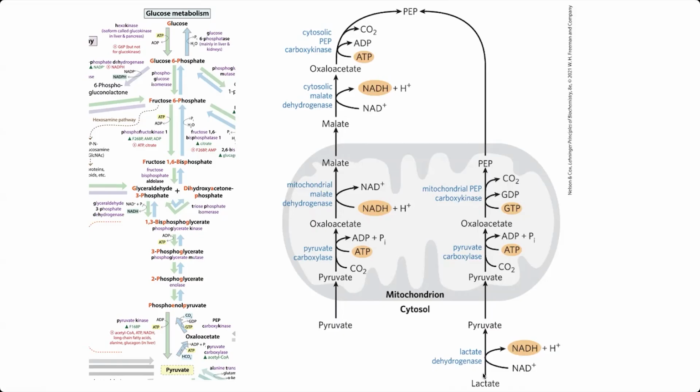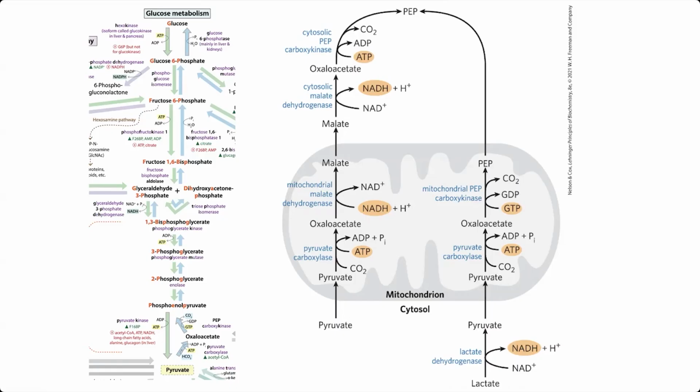And in that case, because you already generated the NADH out in the cytoplasm, you don't need to generate another one in the cytoplasm. And so you can do both steps, the pyruvate carboxylase and the PEP carboxykinase, in the mitochondria, and then you don't have to worry about your redox balance.